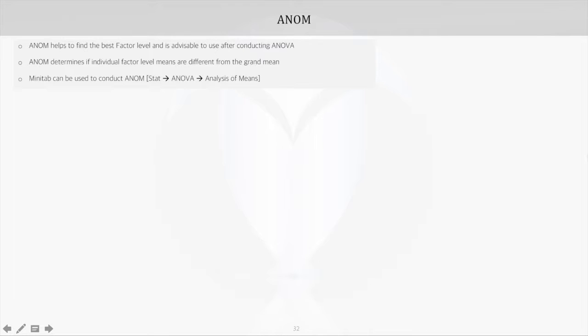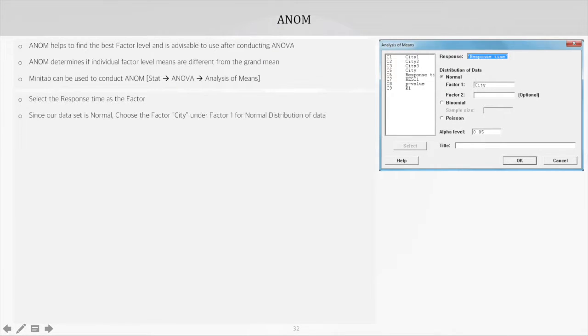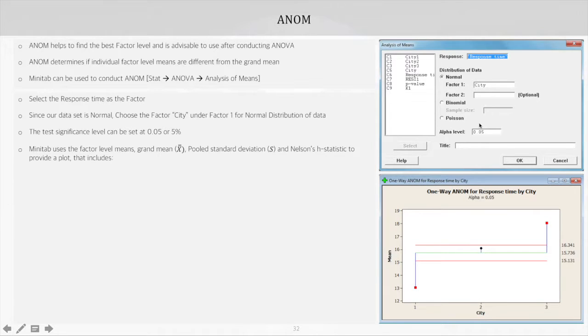If you are using Minitab, you will find analysis of means under Stat and then under ANOVA. From a setup point of view, we select the response time under Response here, and since our data set is normal, we choose the factor City under Factor 1 for normal distribution of data, and we set the test significance level at 5%. Then Minitab uses the factor level means, the grand mean, the pooled standard deviation and something called Nelson's H-stat to provide us with this plot.